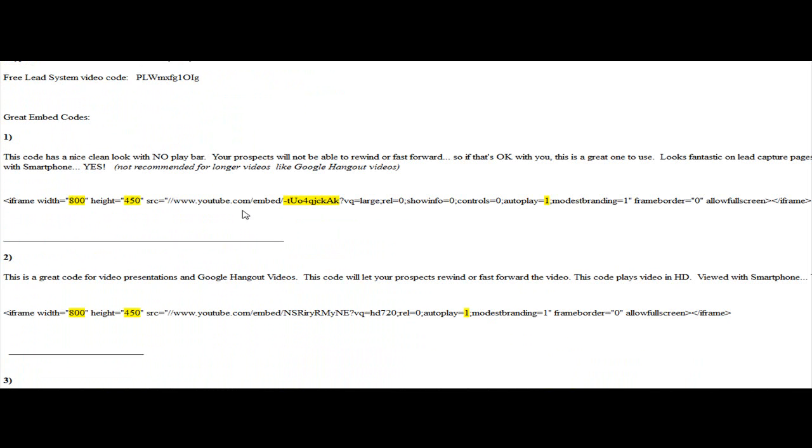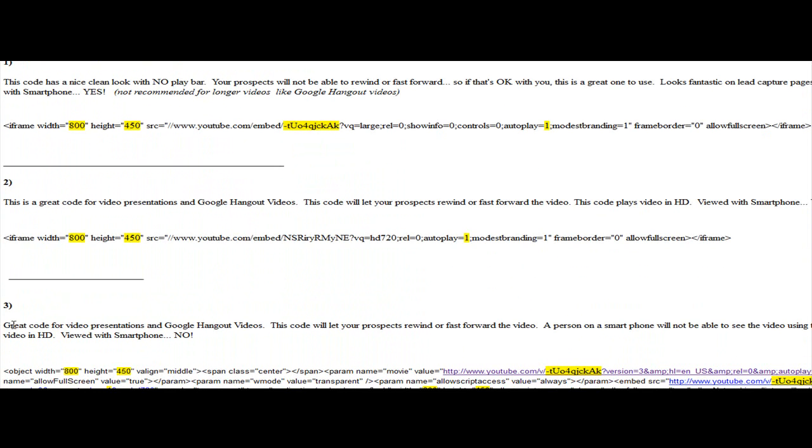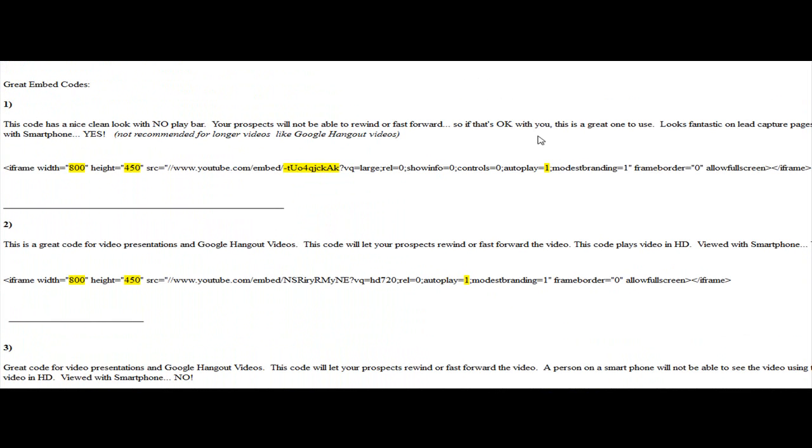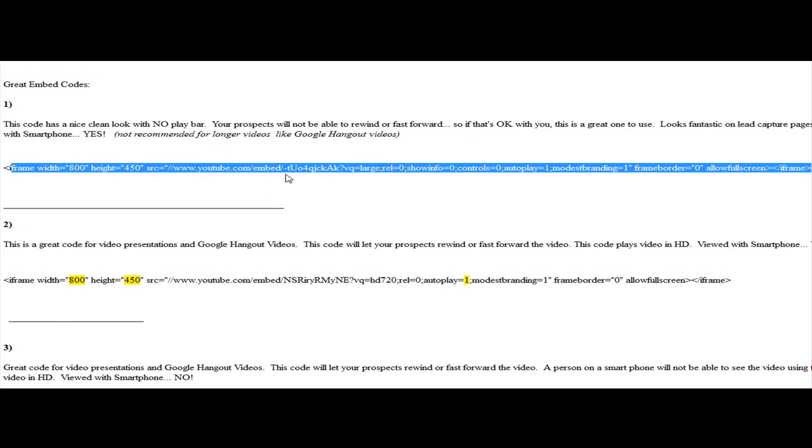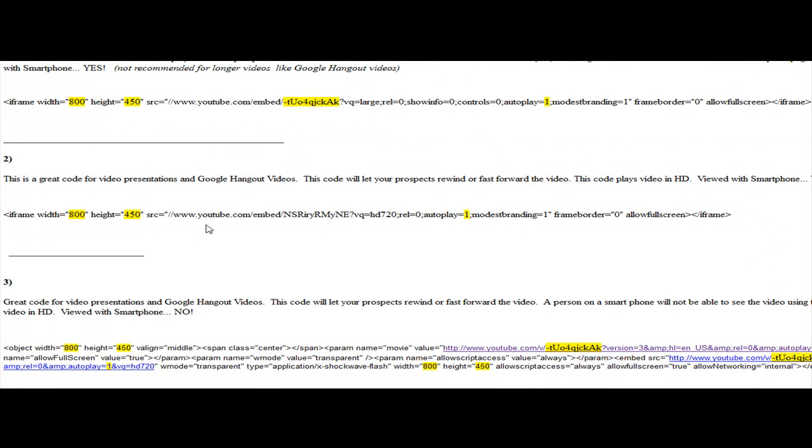So what I've done here is I've got 3 different codes, and you'll notice they're marked 1, 2, 3. And when you take the embed code from YouTube, all you're going to do is simply replace what I have in yellow. And I'm going to show you how to find those in the code so you can easily replace them. And this top one here, it's great. It's got a clean look, and I've described for you in what situations you're going to want to use this code, along with the second one and third one here.